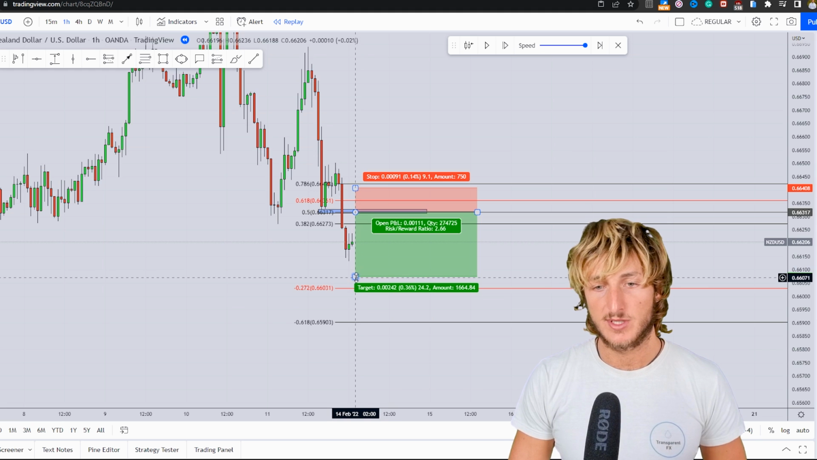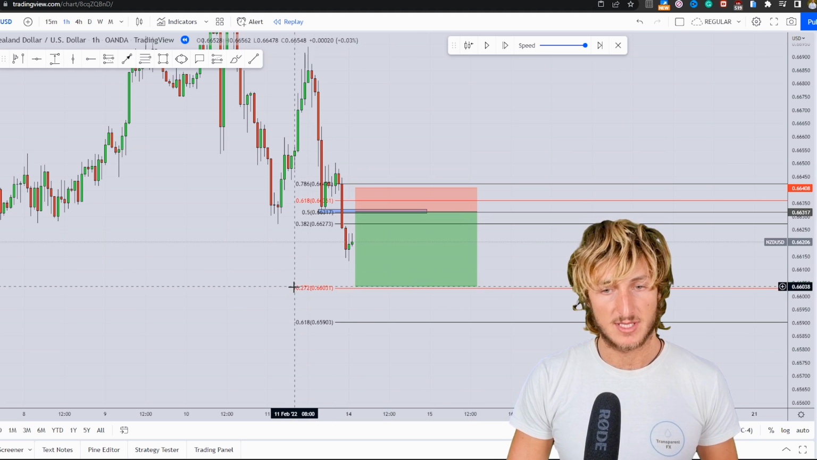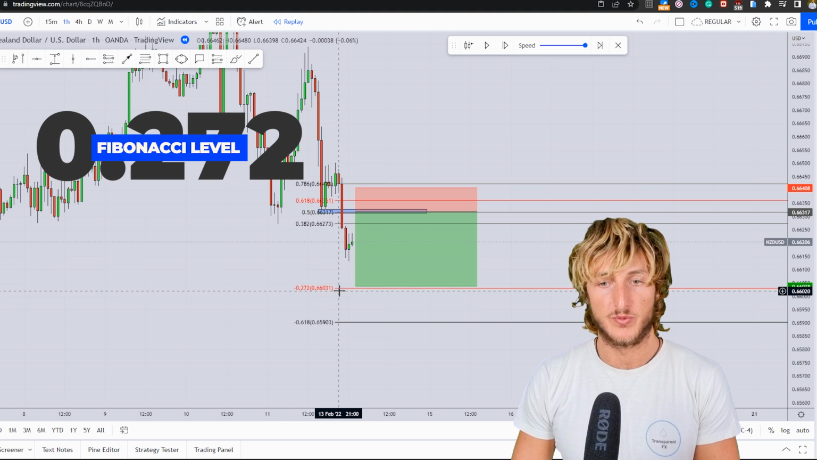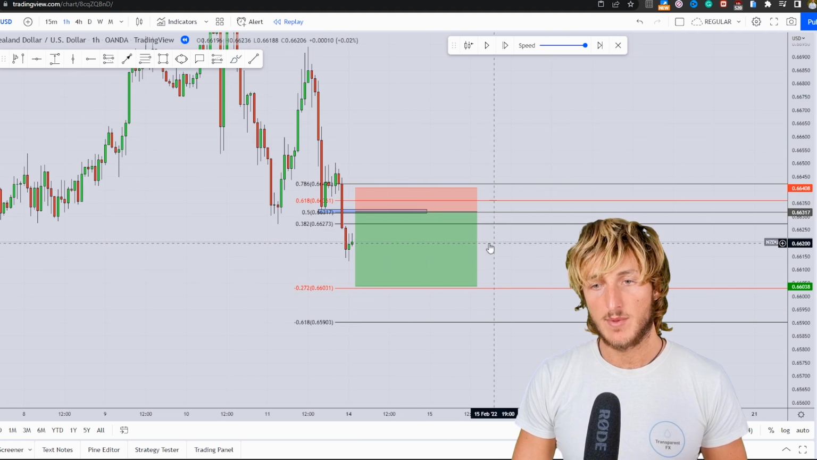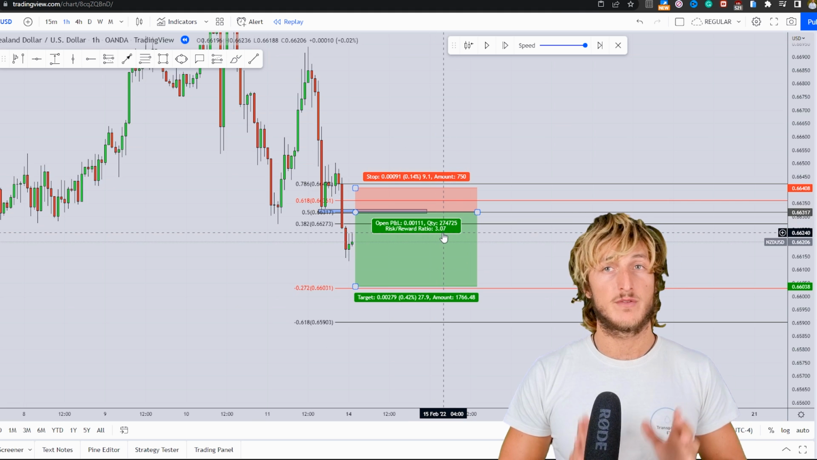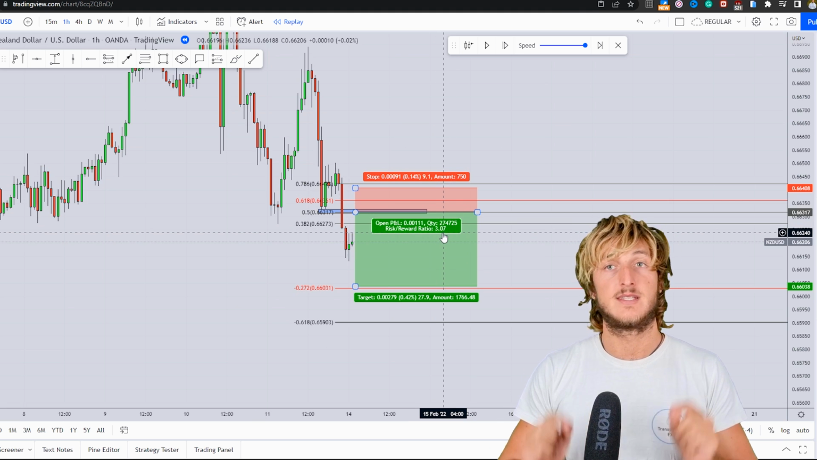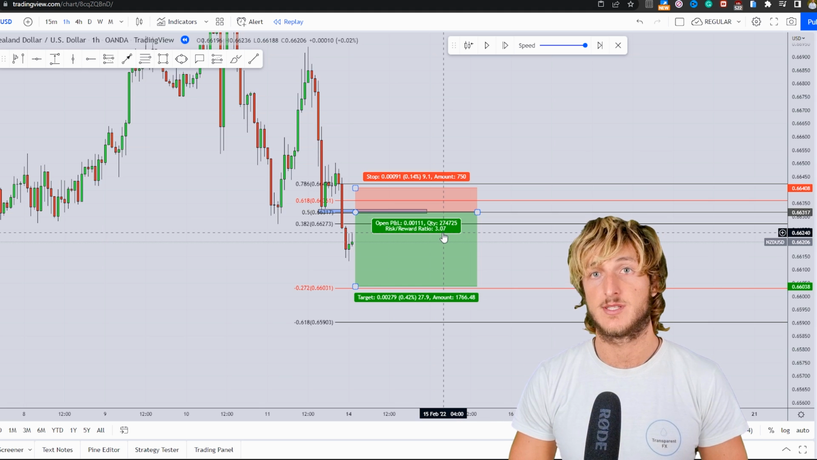Now, when it comes to the take profit, according to the rules of this strategy, it would be the minus 0.272 Fibonacci, which is the first downside target. So what we're aiming for here in this case is a 1 to 3 risk to reward. If you're not familiar with risk to reward, this is a big problem because risk to reward and risk management is one of the most important things in trading.